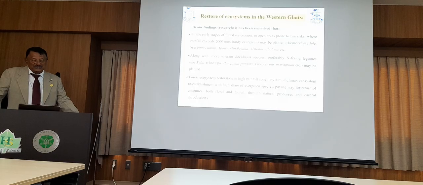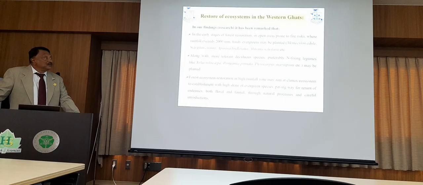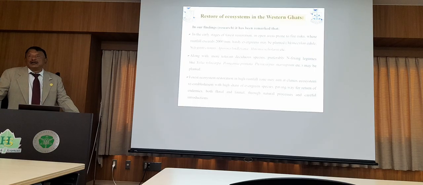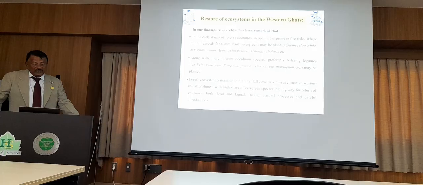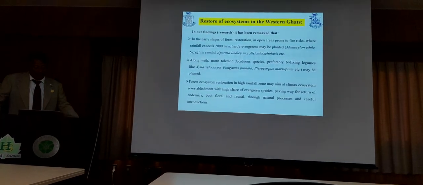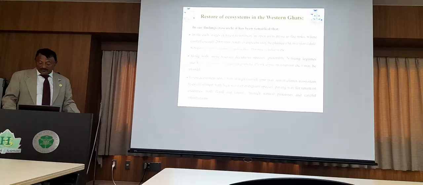In the early stages of forest restoration, open areas are prone to fire risk when rainfall exceeds 2,000 millimeters, and evergreen species may be planted. The plantation should be carried out along with more tolerant deciduous species, preferably nitrogen-fixing legumes. Forest ecosystem restoration in high rainfall zones may aim at climax ecosystem re-establishment with a high share of evergreen species, paving the way for the return of endemics, both floral and faunal, through natural processes and careful introduction.